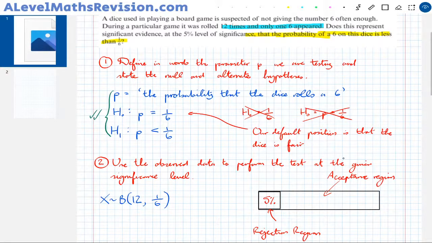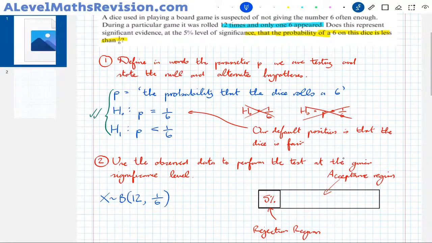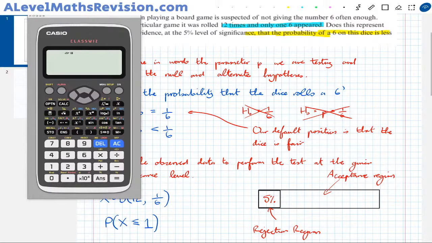So what I'm going to do here is see how much probability lies to the left of what we observed. How much probability lies to the left of what we observed? We observed 1. Because what we're trying to do, we're trying to place the observation 1 in this diagram to see whether it's in the rejection region or the acceptance region. So I'll show you what I mean by that in a second. And as I say, these examples are confusing at first.